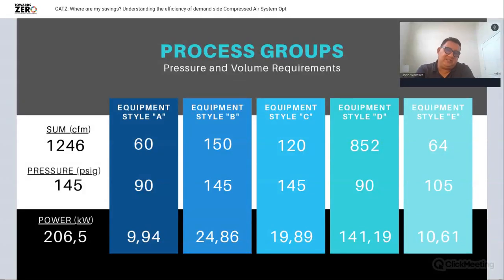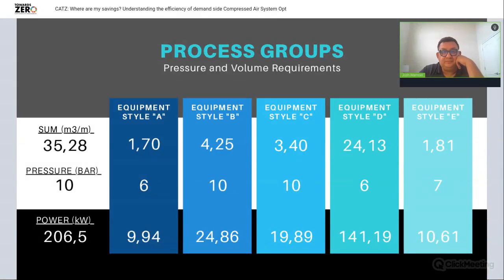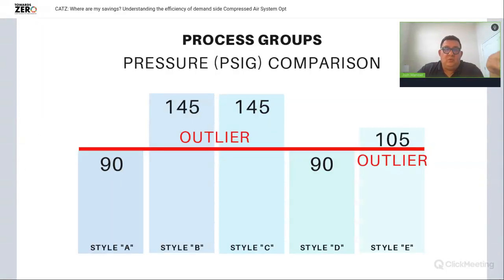So we looked at a system that had 5 different types of processes. The sum of those processes was about 1,250 CFM. The plant operating pressure was 145, and they were running a little over 200 kilowatts. When we looked at the pressure requirements of those different process groups, we found that they were all over the board. We found specifically that due to 2 of the types of processes, the entire plant was being held at 145 PSI.